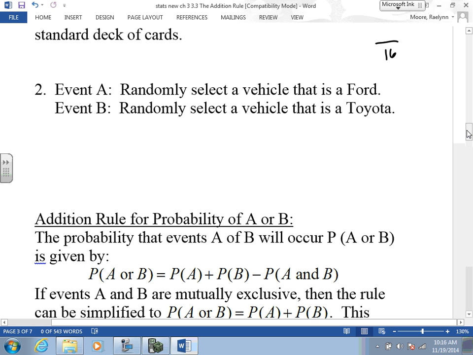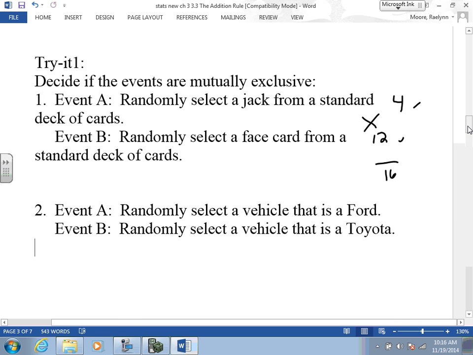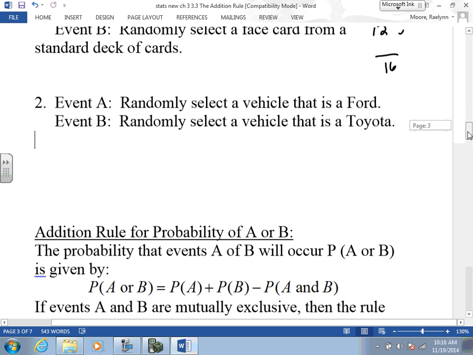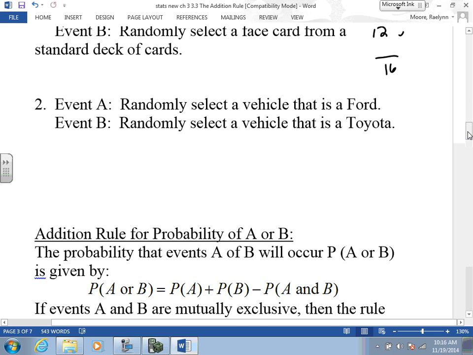Like, this is the last time, I was asking why the answer was number one. I didn't understand the answer for number one. If it's mutually exclusive, you can't get the same result in event A that you get in event B. So just because both of them have Japanese names, then they're not mutually exclusive. They overlap, right? Because out of all my face cards, 4 of them are Jacks. Yes. Number 2 is mutually exclusive because they cannot happen at the same time. I can't choose a car that is a Ford and a Toyota at the same time.